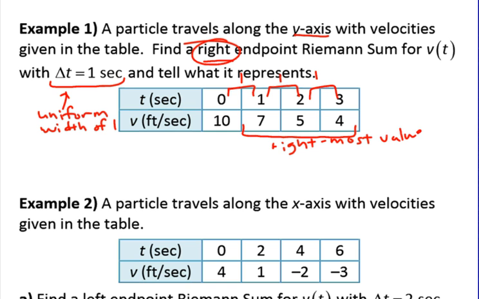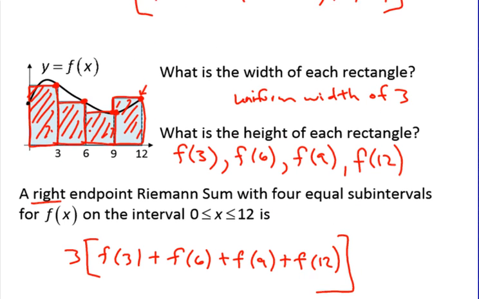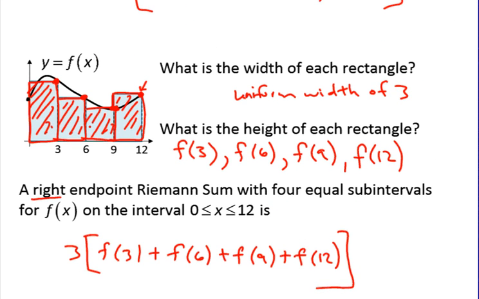So what that means is we're not going to be using the leftmost value of 10. Just like we did with the example of the right Riemann sum here. We used all the rightmost endpoints, but we did not use the leftmost of 0.